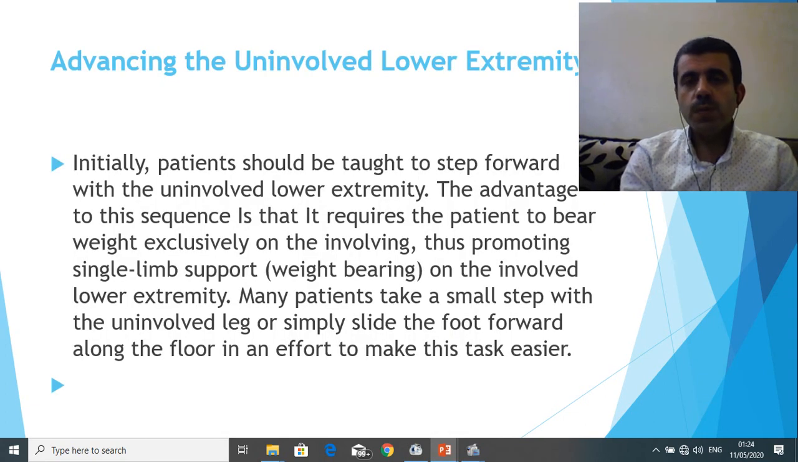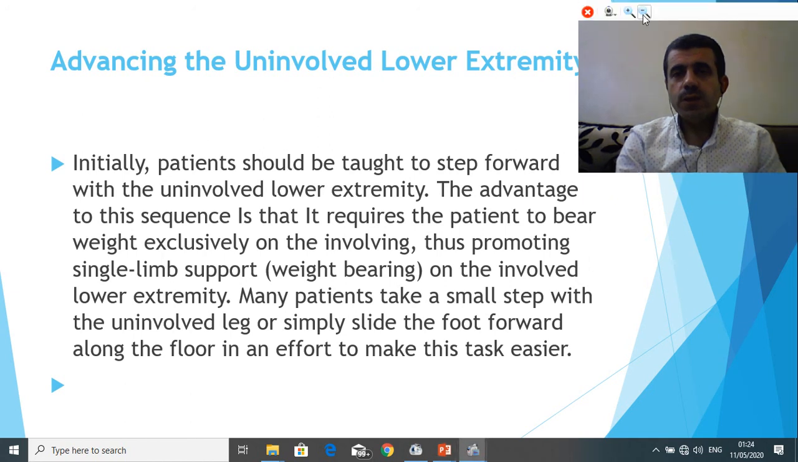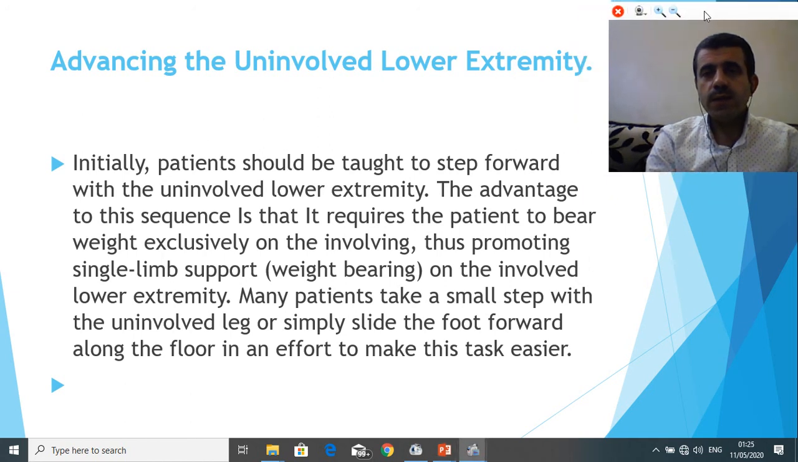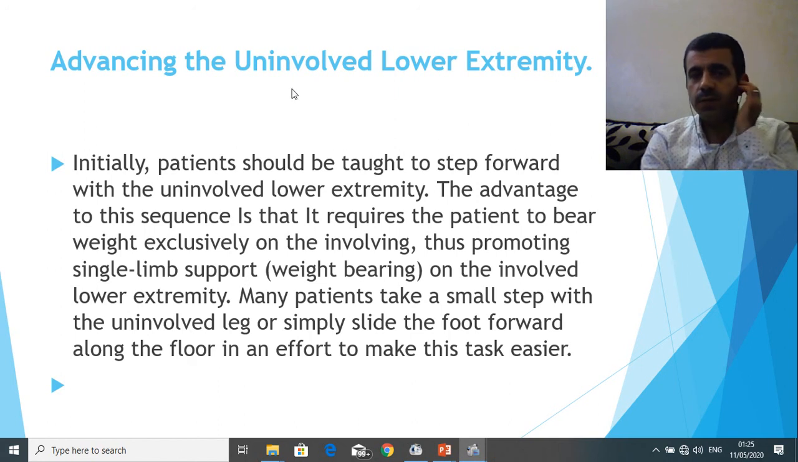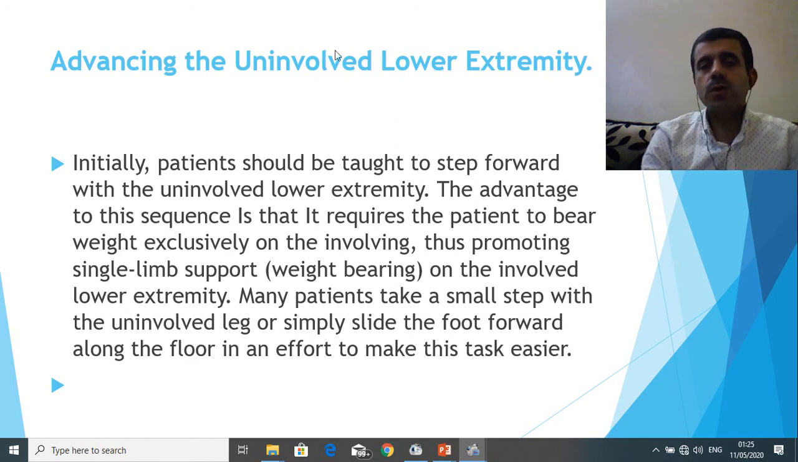Now, after the patient can stand, can have good balance in standing, we start advancing the uninvolved lower extremity. So we can start stepping now and walking. Initially, patients should be taught to step forward with the uninvolved lower extremity.